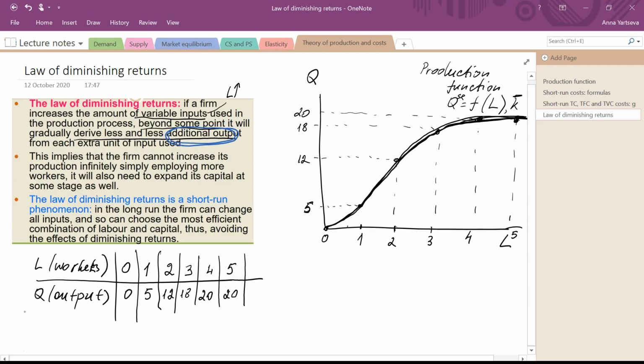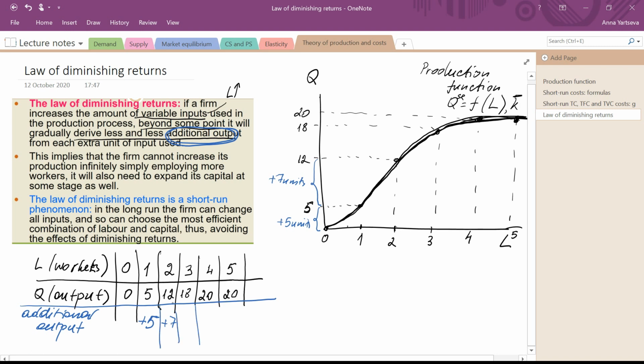So the first person, additional output produced. The first person, obviously, when the first of you joins the production process, it will generate 5 units of output. Your output will go up from 0 to 5. The first person generates this amount. When the second person joins the production process, output goes up from 5 to 12. So this will be an additional output generated by the second person. So you specialize, you benefit from specialization, production becomes more effective, and as a result, second person generates 7 units. This is an additional output.